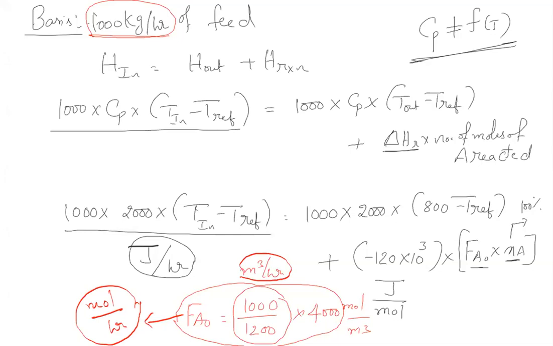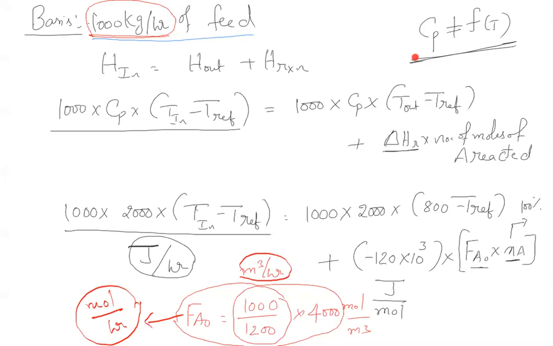So I'll explain one more time. There is no basis given, so what I'm doing is taking the basis as 1000 kg per hour. Then my inlet is 1000 into 2000 into inlet temperature minus T reference, and outlet is 1000 into 2000 into outlet temperature minus T reference. But I'm using the same Cp in the inlet and outlet because it is given in the question that Cp is not a function of temperature.